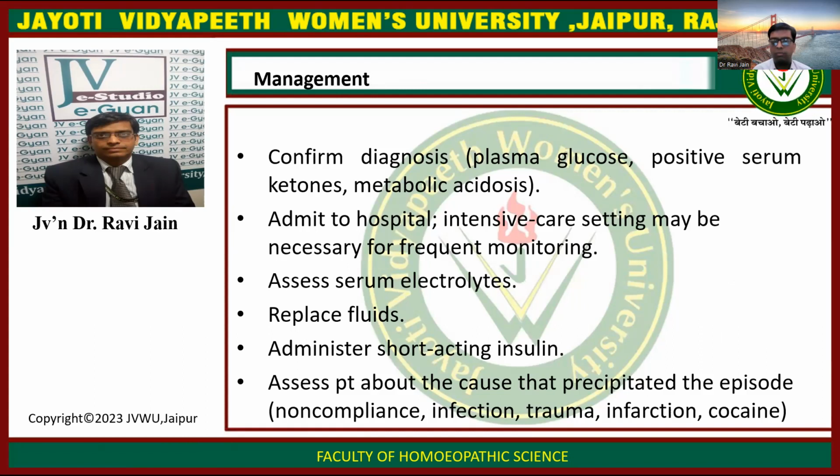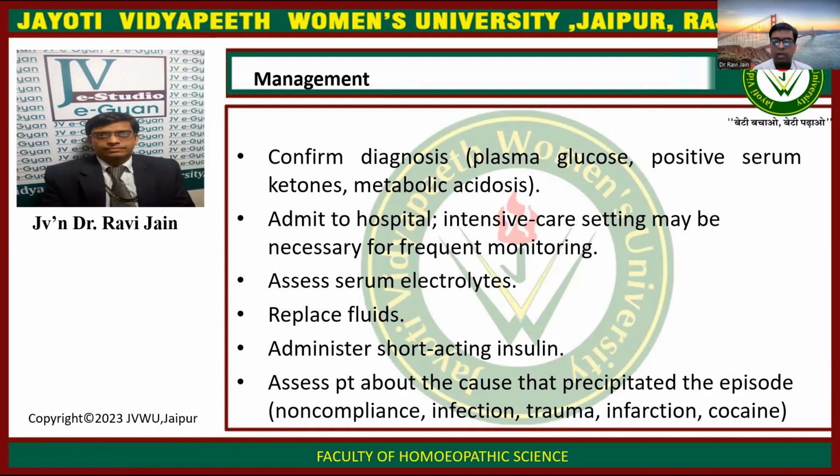First of all, we have to confirm the diagnosis. The diagnosis is confirmed by plasma glucose level to see the hyperglycemia, positive serum ketone to check for ketone bodies in the blood, and metabolic acidosis. As we have seen, the three typical features of diabetic ketoacidosis include hyperglycemia, ketosis, and metabolic acidosis. So first of all, we have to confirm the diagnosis, and then we have to manage accordingly.